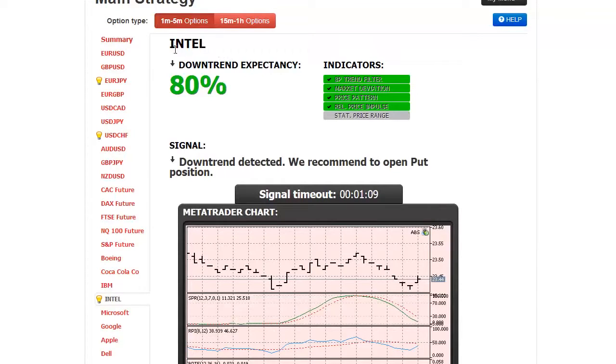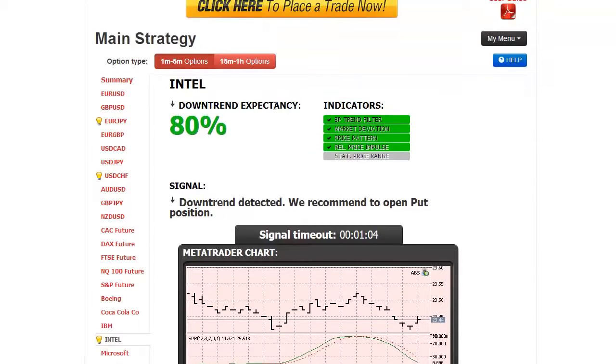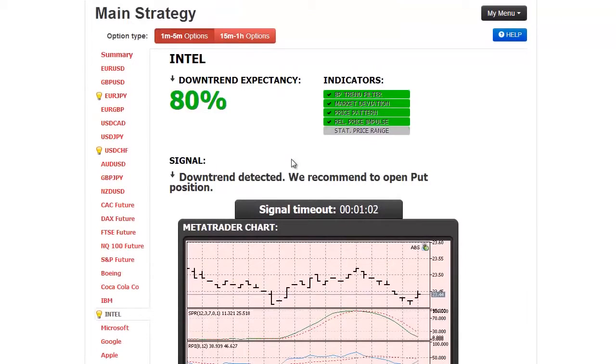All right, for example, in this case, Intel is an asset that Auto Binary Signals has recognized as having a high probability to profit. Now it's true that the signal timeout is less than a minute, and therefore we shouldn't use it. I usually like to trade immediately, as soon as I get a new signal coming, to get the most chances to profit.